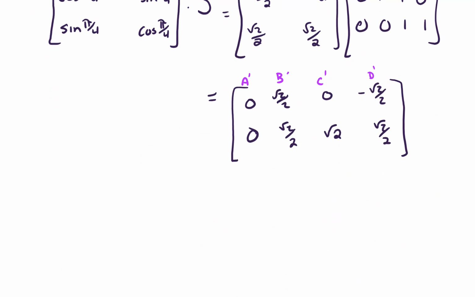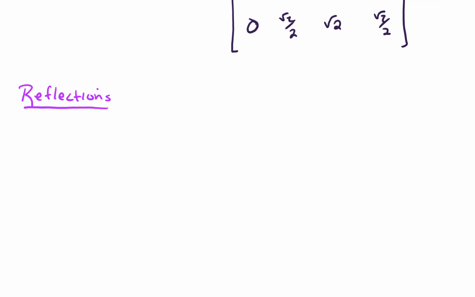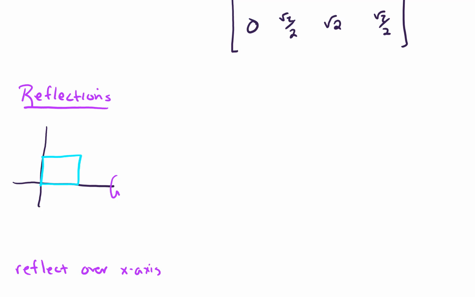Lastly, let's talk about reflections. There's various types of reflections we could think about. I'm going to talk about 3 in this video. So one type of reflection we could talk about is a reflection over the x-axis. Suppose we have our unit square, and if we reflect over the x-axis, we would get a unit square, but now down here in quadrant 4.